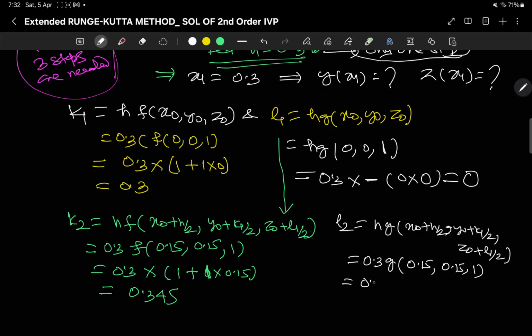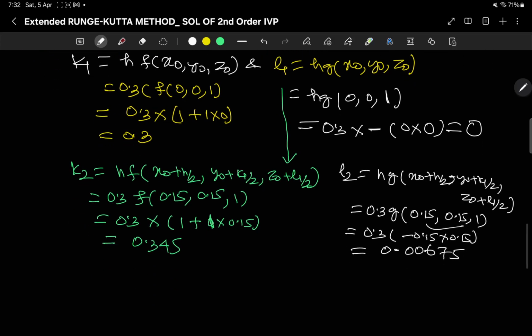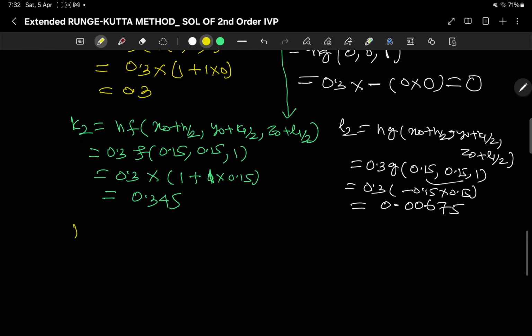This is equal to 0.3 minus x into y, minus 0.15 into 0.15. So this is equal to 0.00675. So this is your L2. Now you find your K3. K3 is equal to h f of x0 plus h by 2, y0 plus k2 by 2, and z0 plus l2 by 2. L2 will be substituted from here.